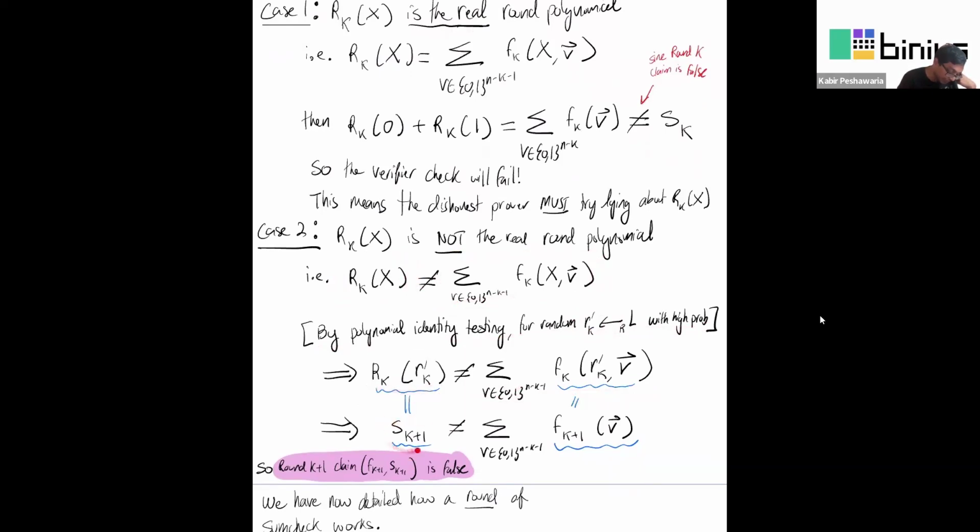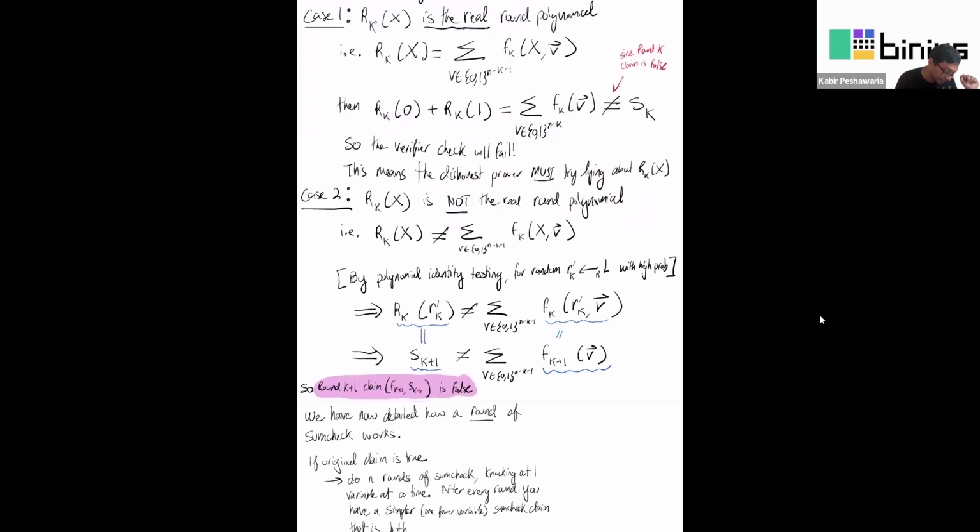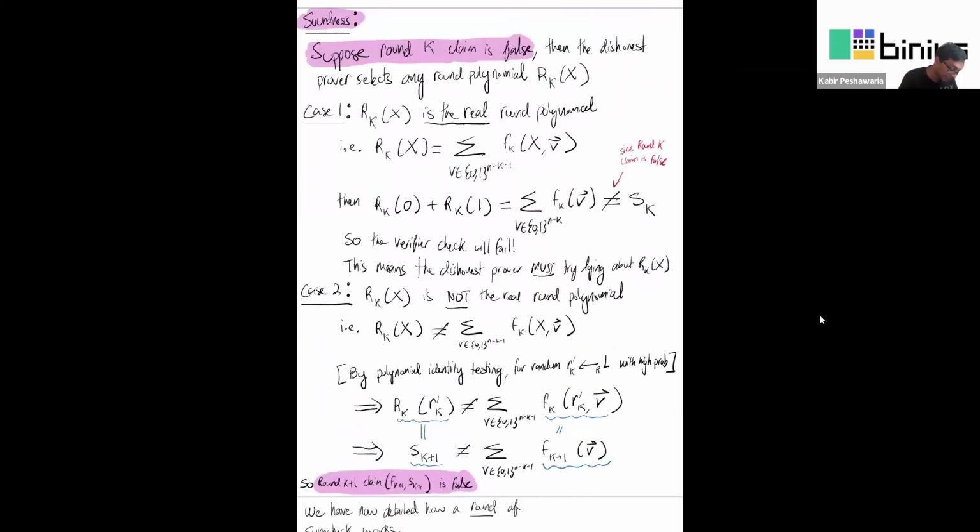And this is defined to be the new sum, the new claimed sum. And this here is defined to be the new multivariate polynomial. So if these guys are not equal, that literally means that the round k plus 1 claim on f_{k+1} and s_{k+1} is false. So that's the punchline, right? The dishonest prover has to send a dishonest round polynomial, otherwise the verifier check will fail. And once you send the dishonest round polynomial, you basically only propagate a false claim on k variables to a false claim on k minus 1 variables.